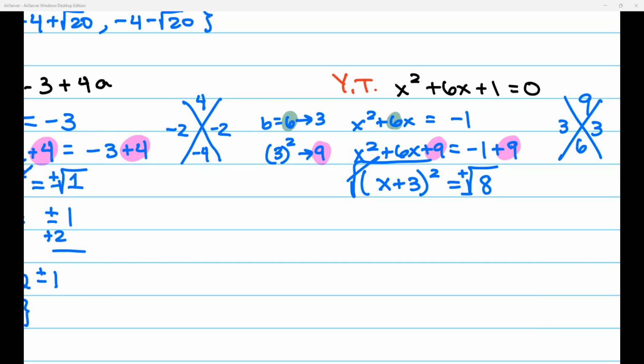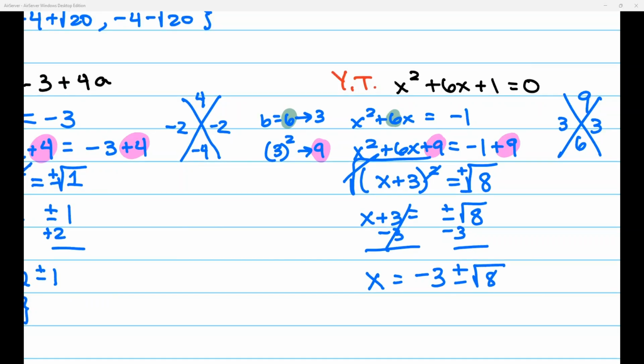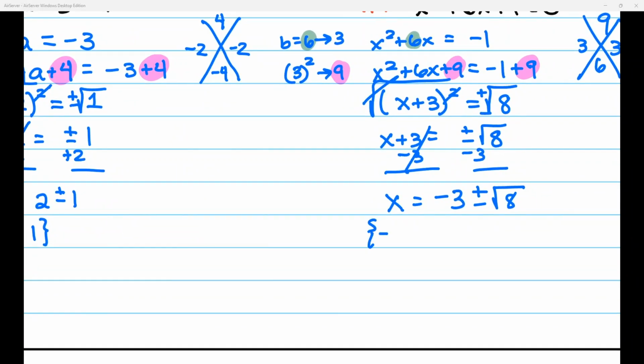These are going to cancel, and you get x plus 3 is equal to plus or minus the square root of 8. I don't know the square root of 8, so I'm going to leave it as the square root of 8. And then finally, to get x by itself, we're going to go ahead and subtract 3 on both sides. This is going to be x is equal to negative 3 plus or minus the square root of 8, which means your two answers should be negative 3 plus the square root of 8 and negative 3 minus the square root of 8.